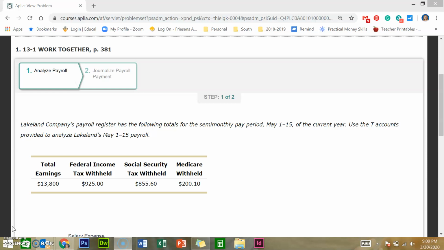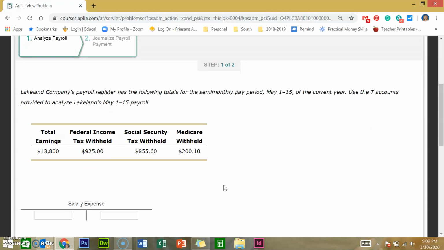Okay, so now that we've got that covered, step one is to analyze the payroll, and step two is to journalize it. Lakeland Company's payroll register has the following totals for their semi-monthly pay period, May 1st through the 15th of the current year, and we're going to use the T accounts provided to analyze their May 1st through the 15th payroll. Total earnings was $13,800. We have federal income tax withheld, Social Security tax withheld, and then Medicare tax withheld.